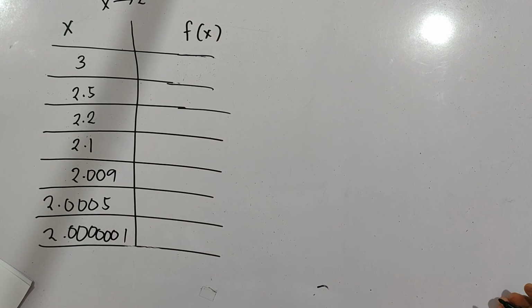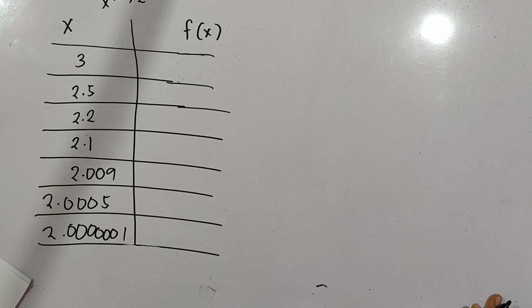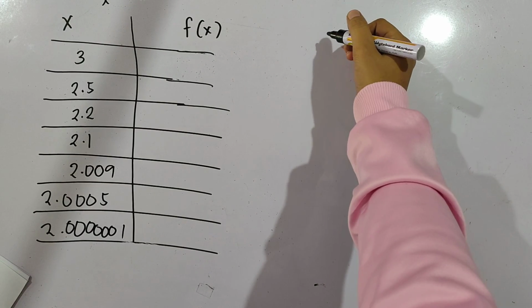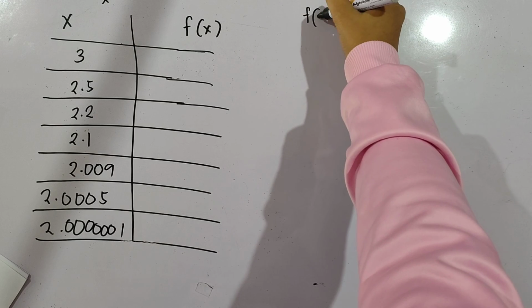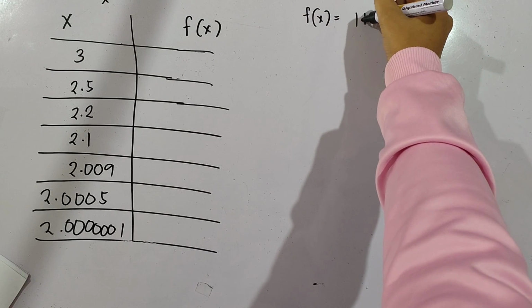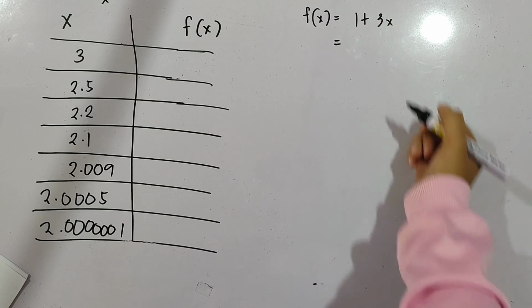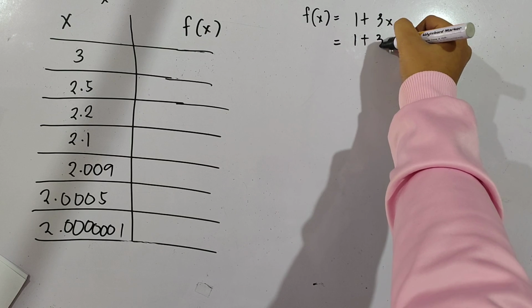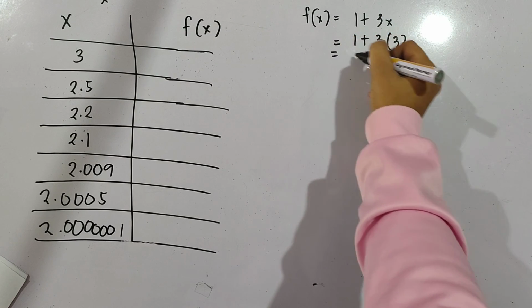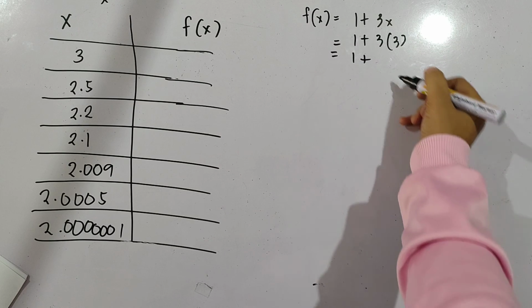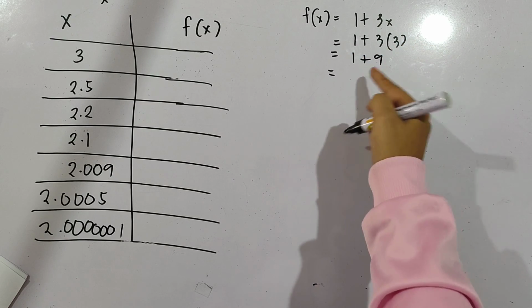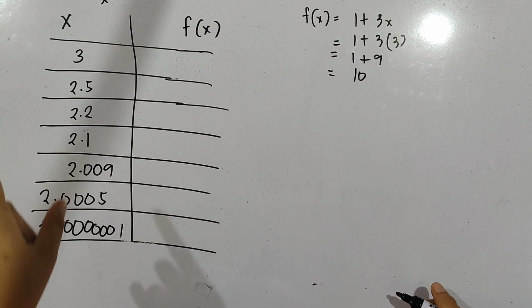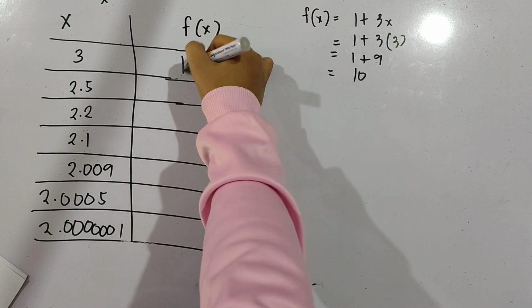Now we consider approaching 2 from its right, or through values greater than but close to 2. Our f of x is 1 plus 3x. The first value of our x is 3. Let's substitute. 1 plus 3 times 3 is 9. Then 1 plus 9 is equal to 10. So the value of our f of x when x is equal to 3 is 10.